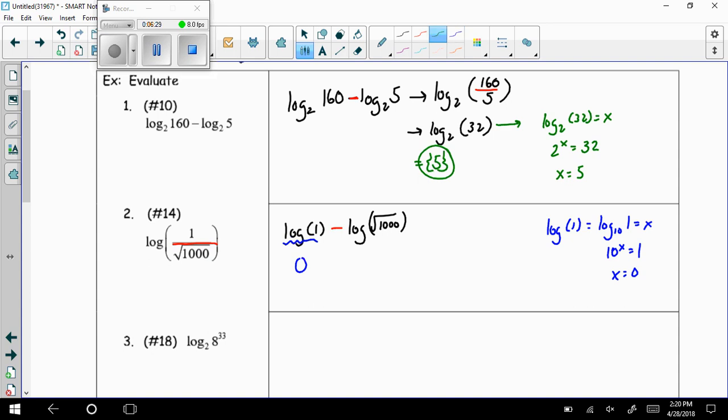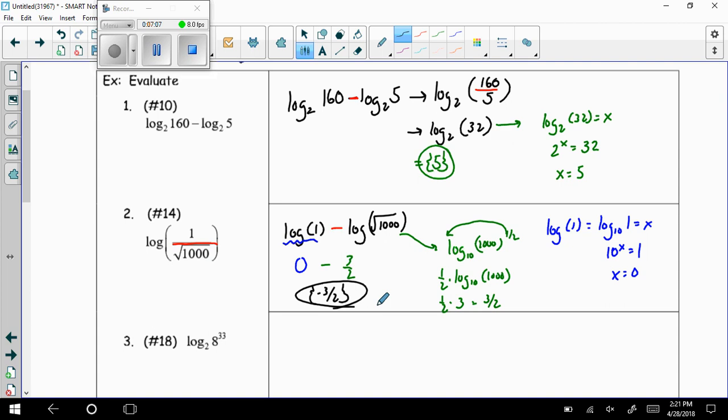In the second example here, this becomes log base 10 of 1,000 to the 1/2. Remember, the square root is the same as the 1/2 power. That now allows me to kick it out front, and it's 1/2 times log base 10 of 1,000. And so I'm looking at this thinking, okay, 10 to what power equals 1,000? In this case, 10 squared would be 100, so 10 cubed would be 1,000. So this becomes 1/2 times 3, or 3 over 2. And so this is really just 0 minus 3 over 2, or more appropriately, negative 3 over 2.